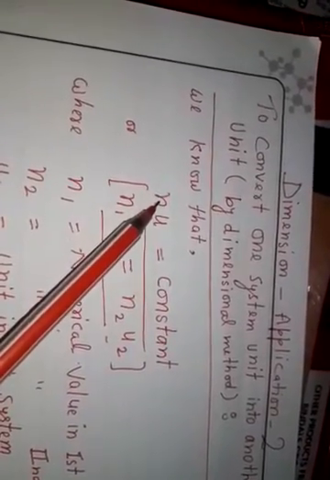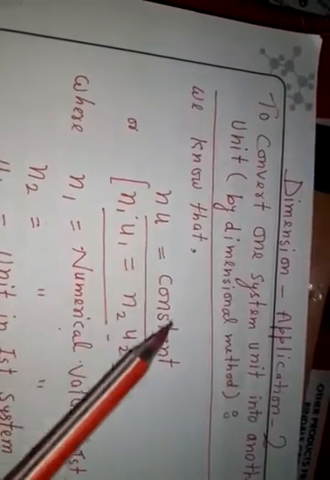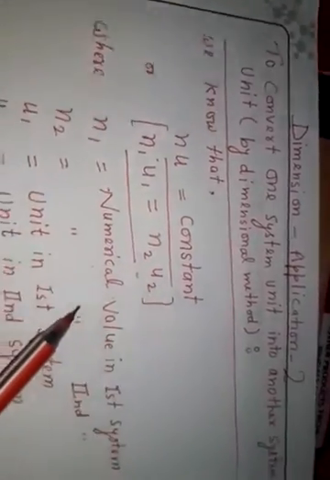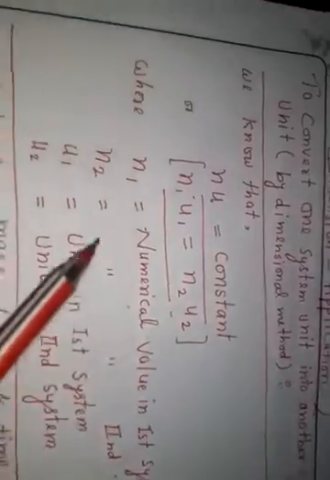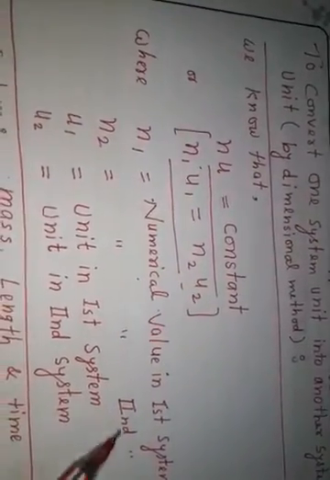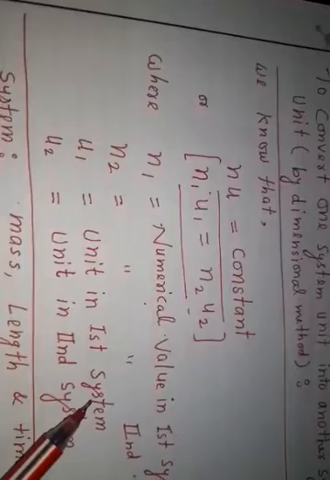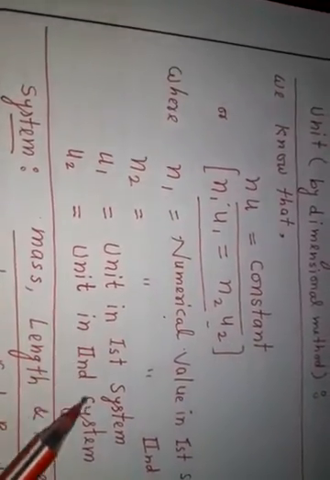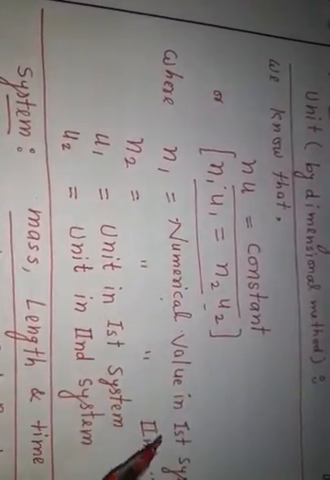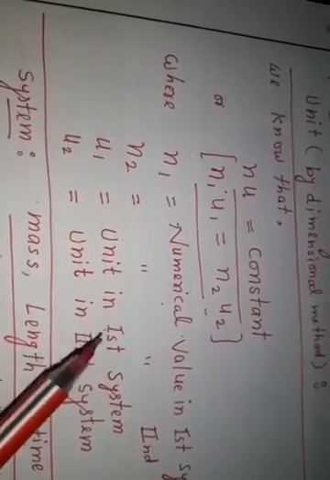We know that, students, the formula from the previous video: nu is equal to constant, where n is the numerical value and u is the unit. So n1 u1 is equal to n2 u2, where n1 is the numerical value in the first system, n2 is the numerical value in the second system, u1 is the unit in the first system, and u2 is the unit in the second system. Numerical value and units we discussed in the previous videos.